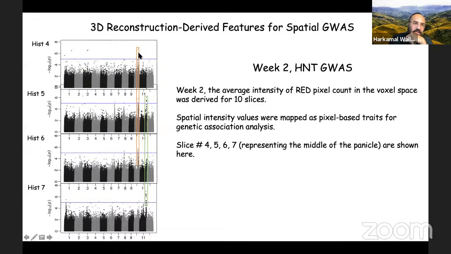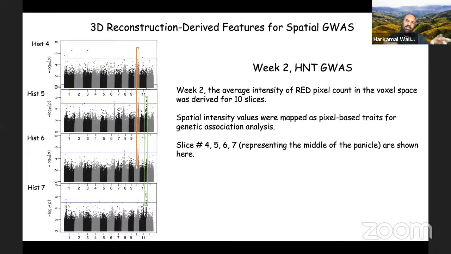For some, peaks would persist, let's say, on hist 4, 5, and 6, but others would be, let's say, this green one here is on hist 5, but you don't see as much significance at that loci for 6, but again, it emerges at 7. And this is just week 2.